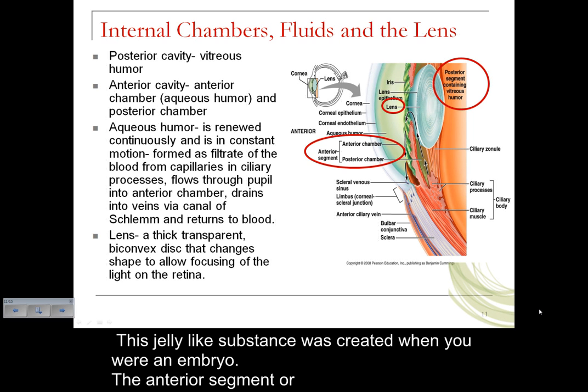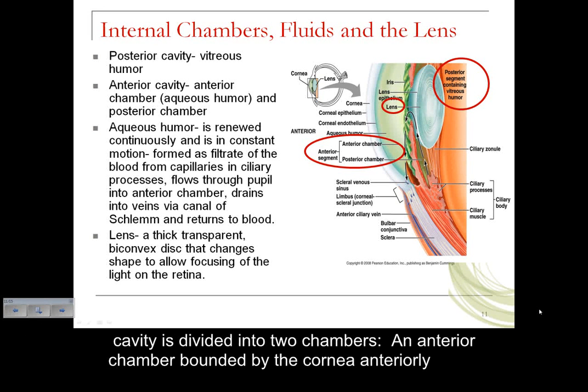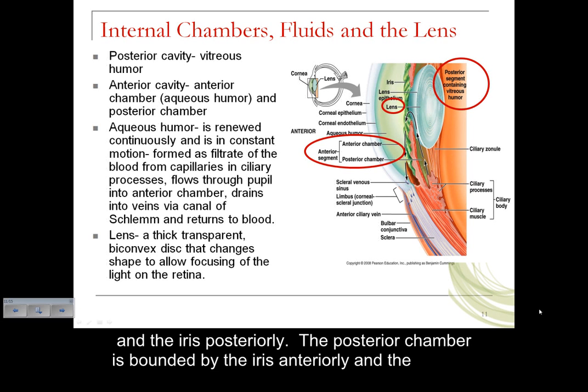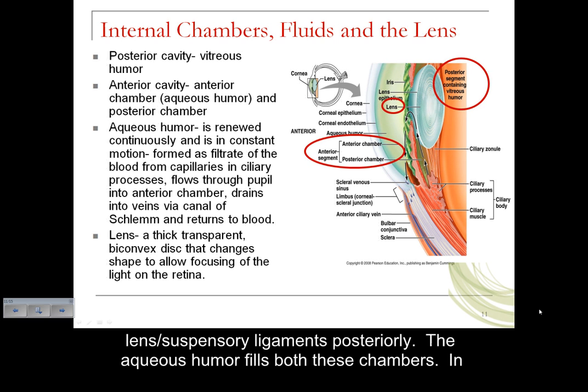The anterior segment, or cavity, is divided into two chambers: an anterior chamber bounded by the cornea anteriorly and the iris posteriorly. The posterior chamber is bounded by the iris anteriorly and the lens and suspensory ligaments posteriorly.